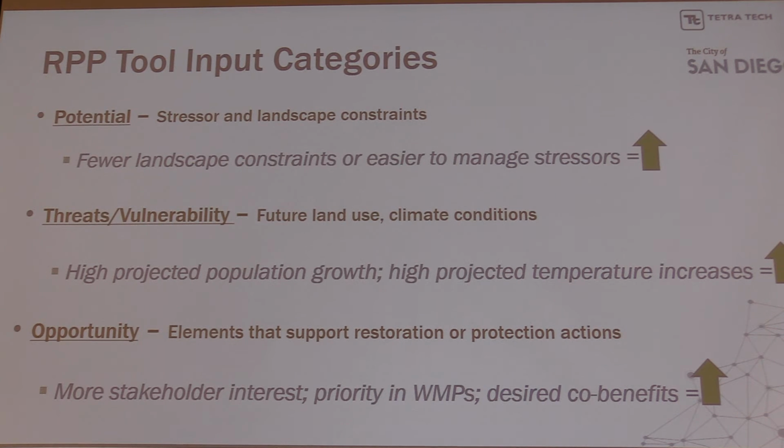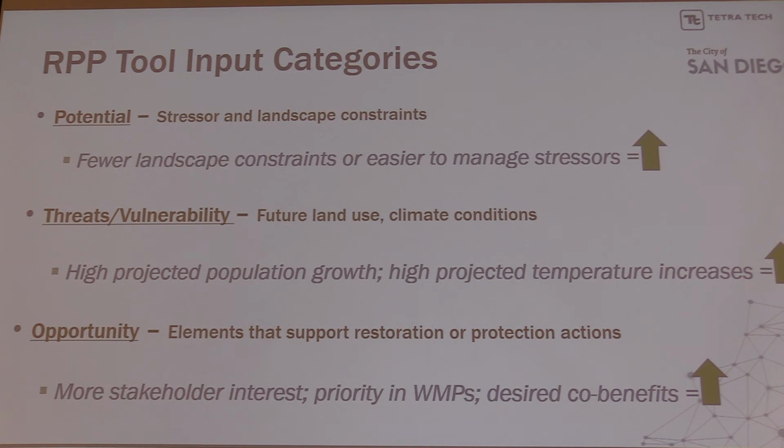Then we have another category, threats or vulnerability. This is things like future or projected population growth, or other land use changes that may impact that stream. Or it could be climate change as well. So these are threats or vulnerability. Again, if it's a good site, but you're projecting that it's going to have some land use changes that might be detrimental, that may be one that's high priority for protection, for example.